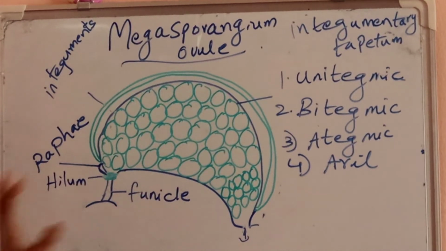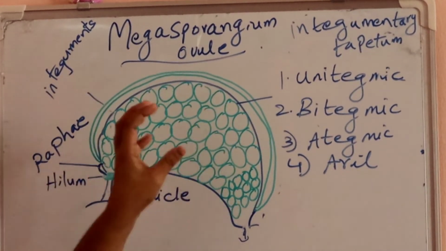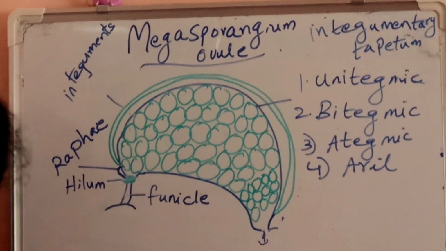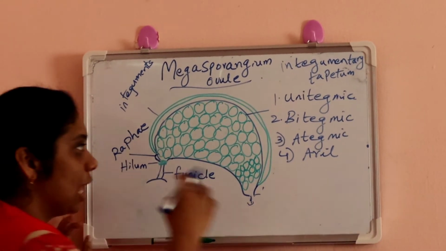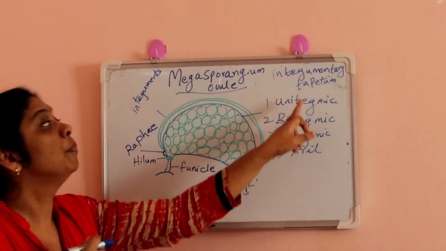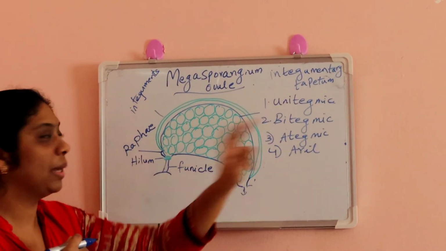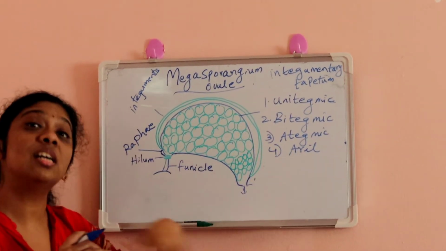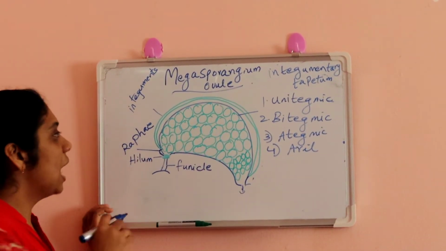Okay, so we have studied the nucellus. Based on the quantity of nucellus, two types are there: crassinucellate ovule and the tenuinucellate ovule. And also based on the type of integuments, there are four types: unitegmic, only a single integument; bitegmic, two integuments; ategmic, no integuments; aryl, the third integument is also developing.